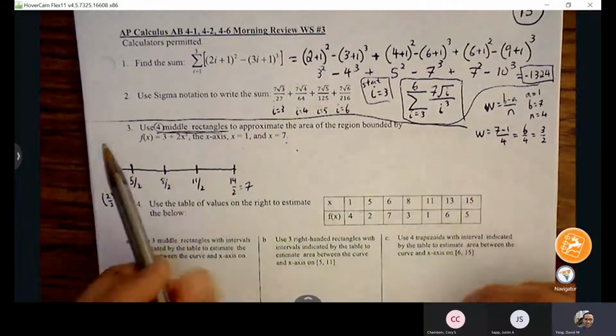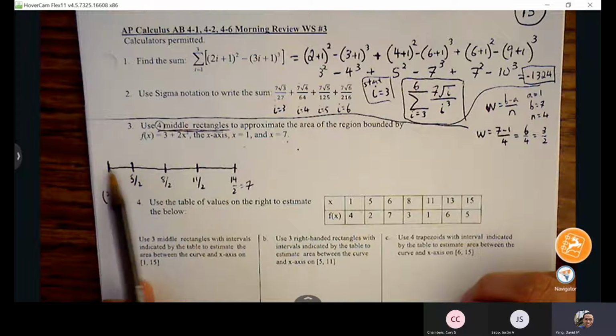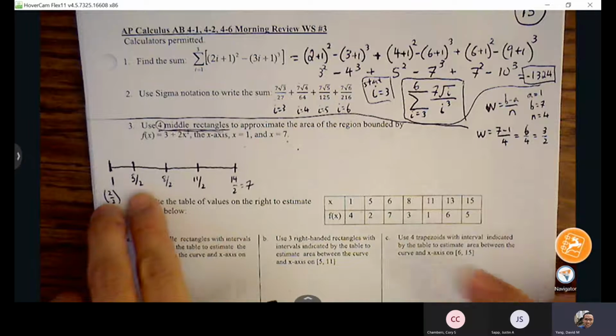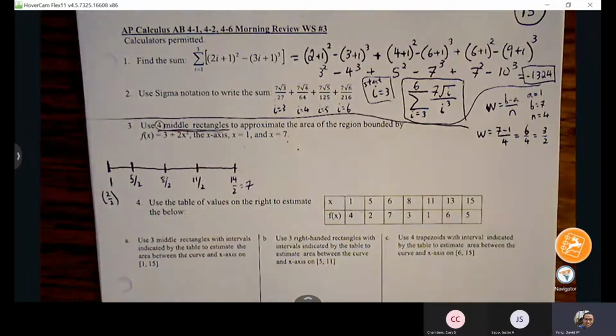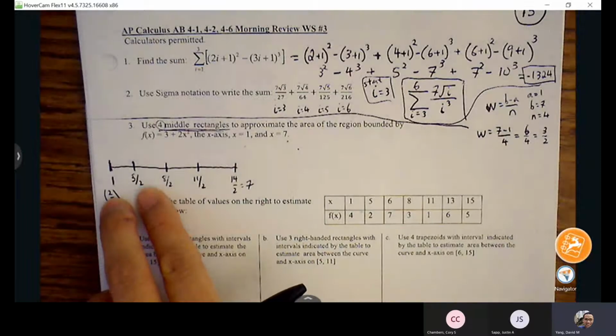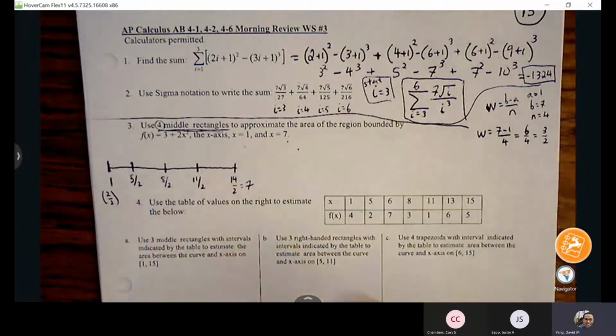Okay, but we can't stop here, right? It's asking for 4 middle rectangles, so we have to find the midpoint of each of the subintervals. The way we find the midpoint is we find the average of the 2 endpoints of each subinterval. The way you find an average is you add the 2 numbers and divide by 2, or add the 2 numbers and multiply by 1/2. That's the easier way to go.